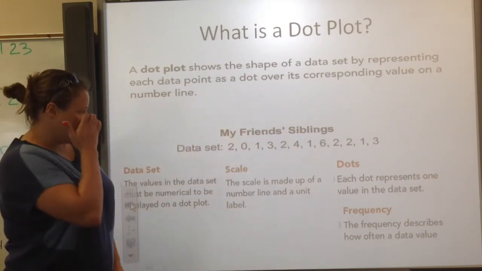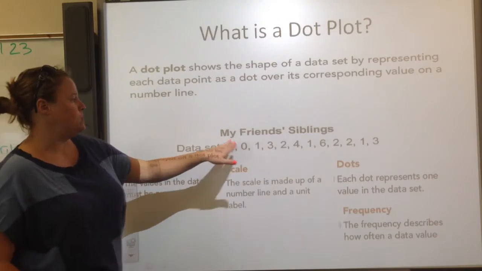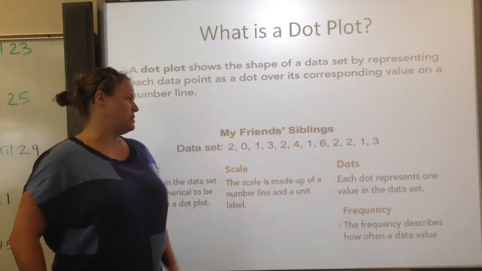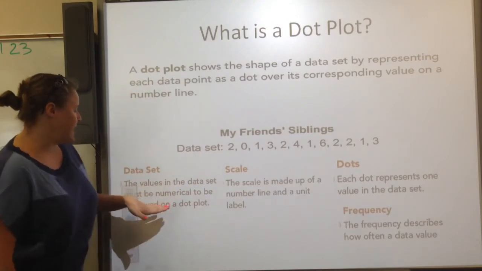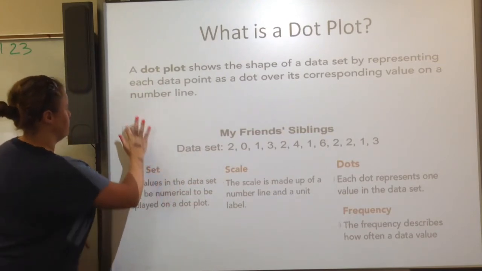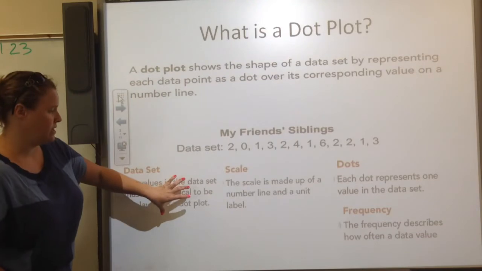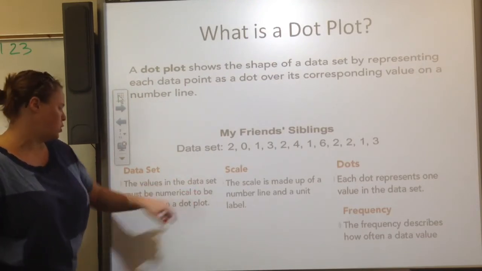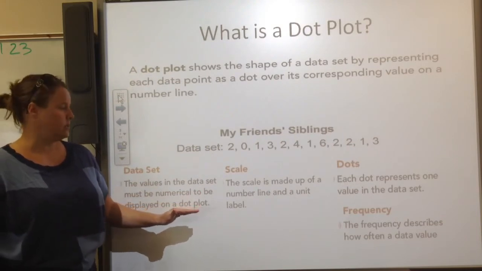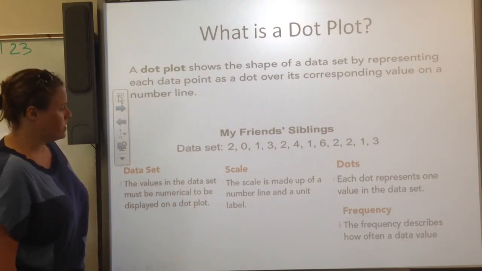My friends' siblings. So if this is the data set, we have 2, 0, 1, 3. You can read the rest of the numbers. These are the number of siblings that your friends have. A data set, let me move this so you can write that down. And you're writing this definition as well. A data set: the value in the data set must be numerical to be displayed on a dot plot. So write that definition down.